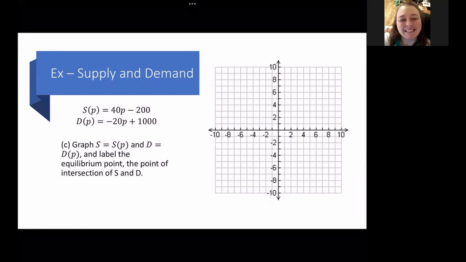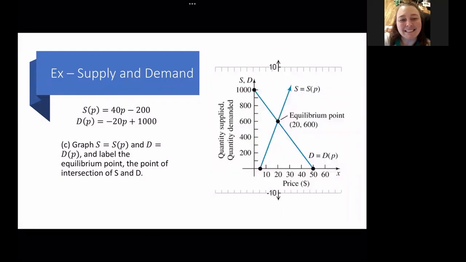I'm going to be honest. I'm just going to go ahead and get the final picture because my pictures are terrible. Okay, I'm just going to put that graph right over it because my graphing skills are not very good. But you can see here from S that your M is going to be 40. Okay. Remember, y equals mx plus b. And your intercept is going to be at negative 200. For D, your slope is going to be minus 20. And your intercept is going to be at 1,000.